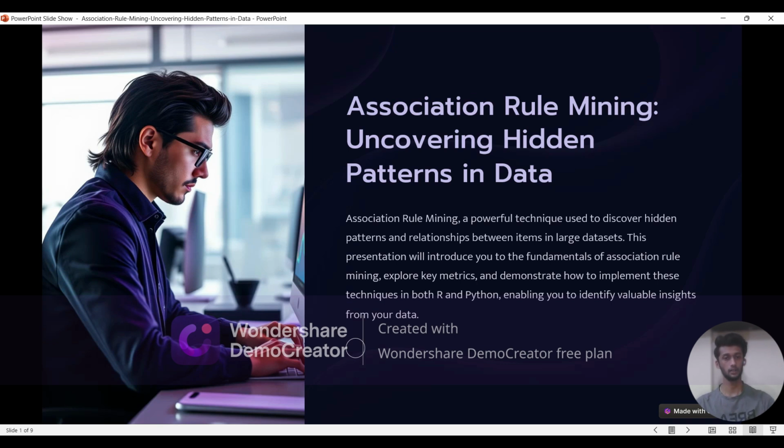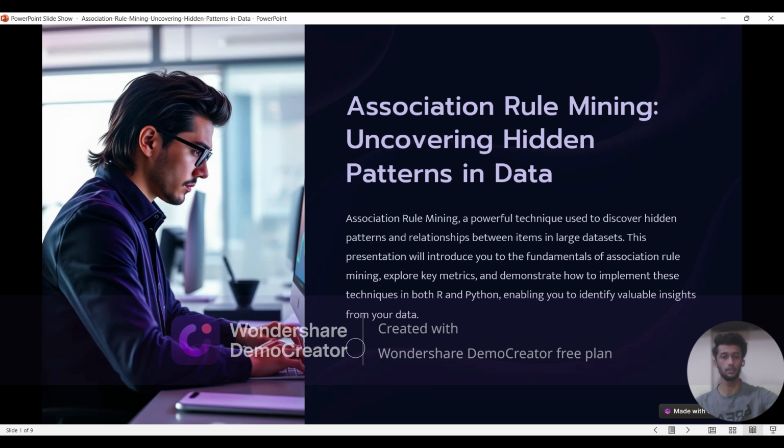Frequent item set. A frequent item set is a set of items that appear together in a transaction dataset with a support greater than a user-defined threshold. The goal of association rule mining is to identify these frequent item sets and generate rules based on them.